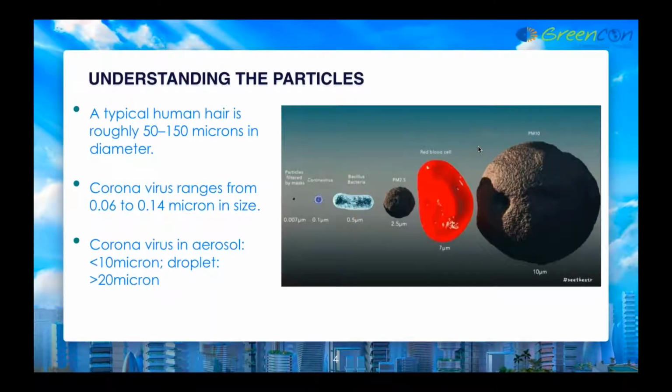So we go back to the fundamentals. We must have seen the screen. We all know the kind of particles which are available in the air that we breathe, but just for others who are not aware, a typical human hair size is 50 to 150 micron in diameter, while COVID virus size ranges from 0.06 to 0.14 micron in size. Now, COVID is considered to be an aerosol when the sizes are well within 10 micron, and the moment it rises larger than that, maybe around 20 micron, it drops down and settles down.